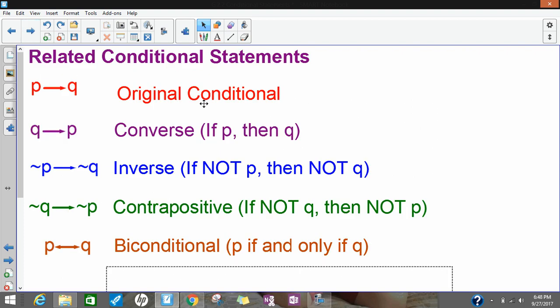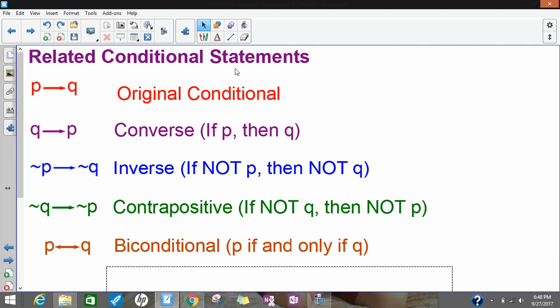So this part is a big deal. It's probably useful if you pause here and write all this stuff down before I talk about it, or listen to it and then write it all down. Don't try to do them both at the same time. We have all these things called related conditional statements.